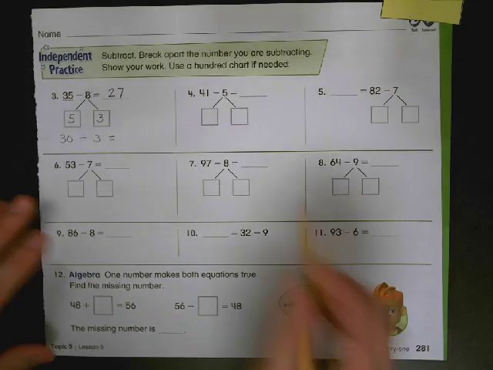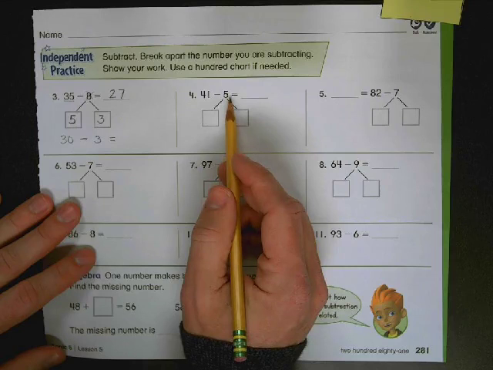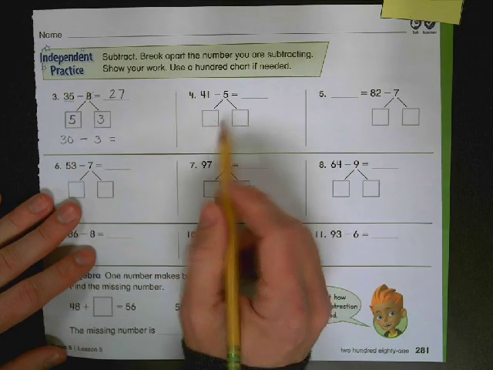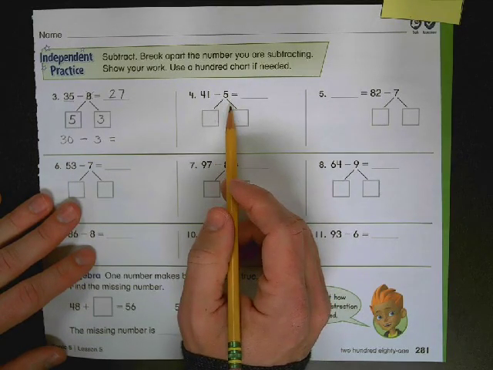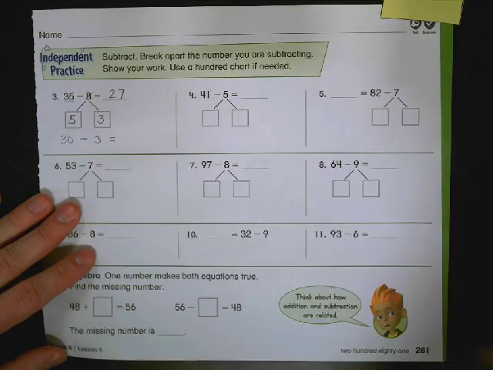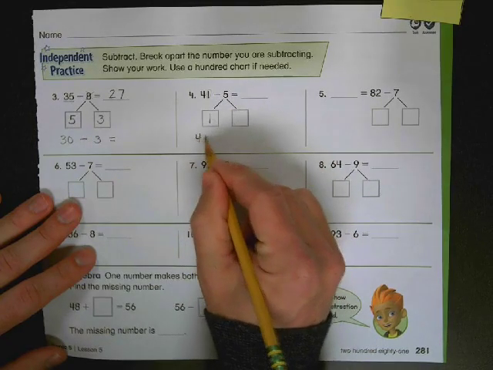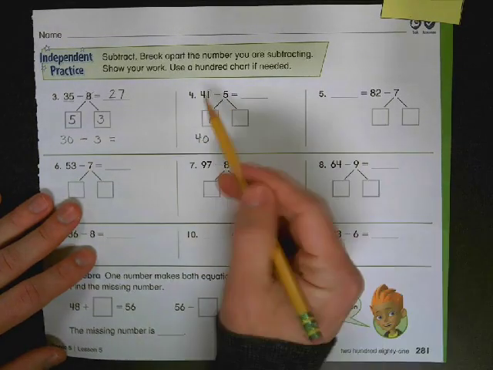Next, number 4, 41 minus 5. It has our two boxes for breaking apart the 5. We know we have to break apart the 5, which is the subtrahend. We know right here that we need 1 to get down to 40. Well, let's just put the 1 here. So 41 minus 1 is 40. It's an easy one.